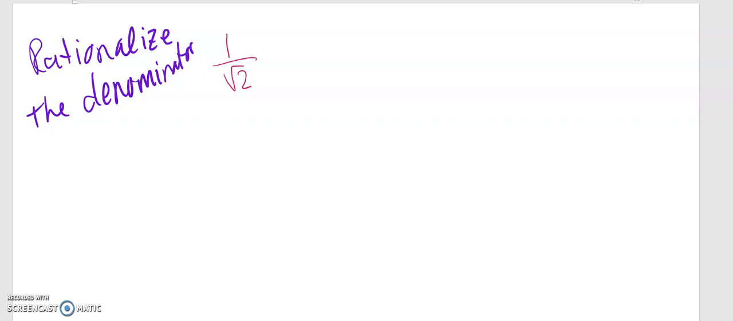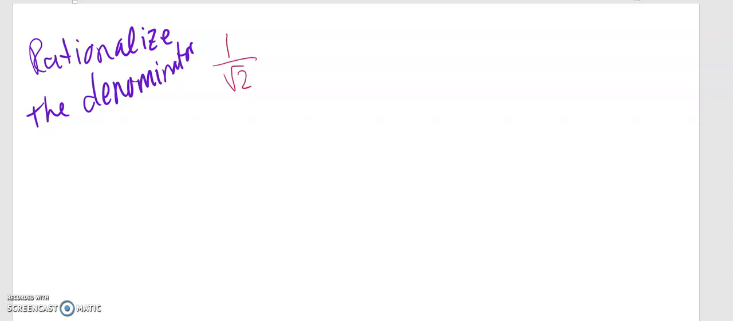In other words, we're going to make it so that there are no radical signs at all in the denominator. Okay, so we have 1 over the square root of 2. This is actually a value you probably will see over the course of the next couple of lessons. I want to get rid of that radical, but as you can see, there's only one 2.